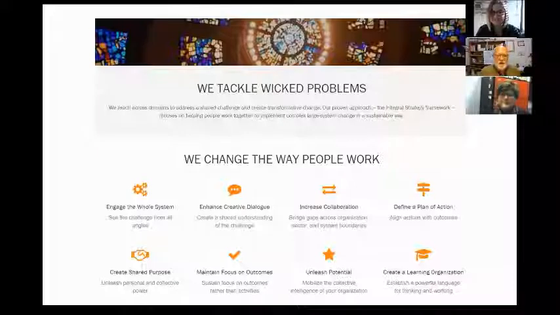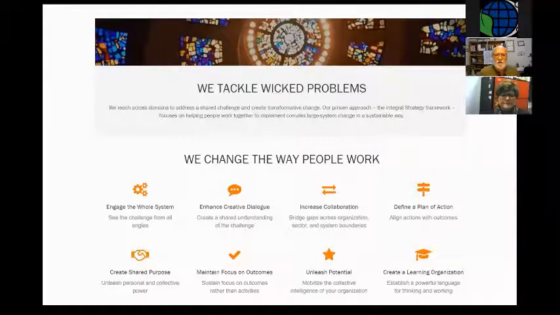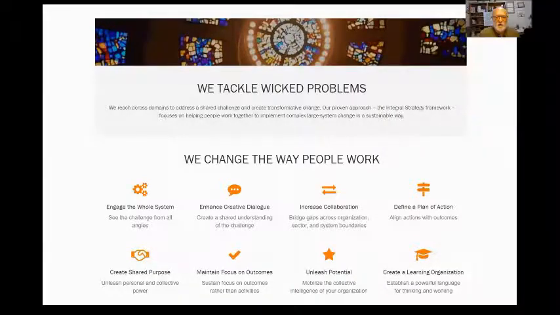So I was talking about the way we work with communities to change the way that people work together. We engage the entire system. We create shared purpose amongst those players. We help them enhance their creative dialogue. We maintain a focus on outcomes, which is really important because those are what's measurable. We help people increase their collaboration. People talk about collaboration, but we have a way of increasing the trust, bridging gaps, and making sure that folks learn to work together and actually do it.